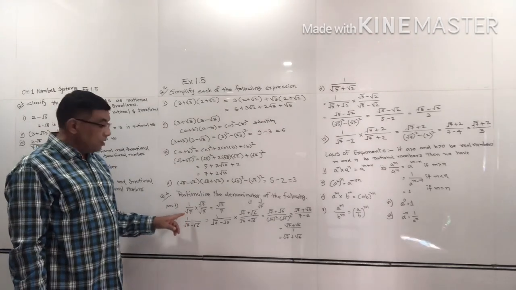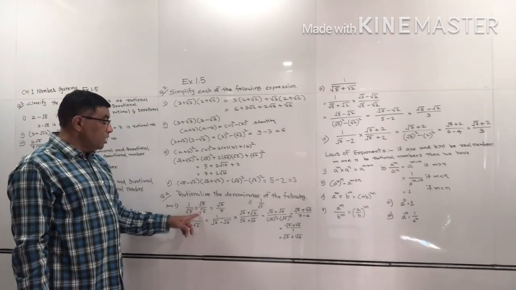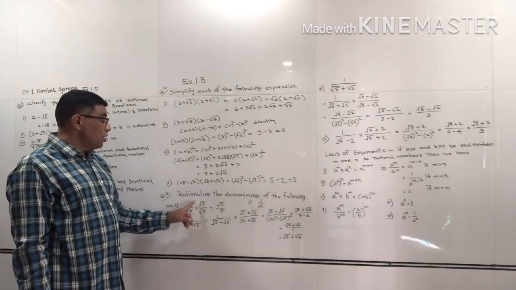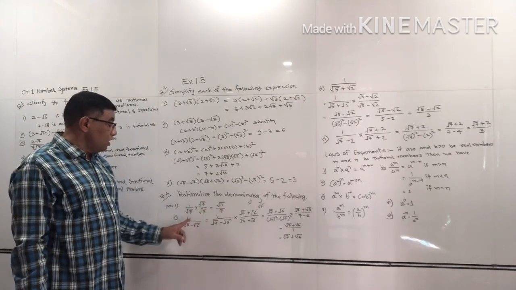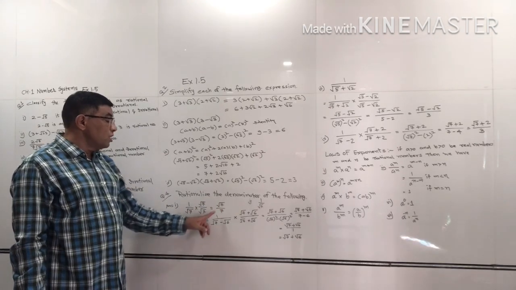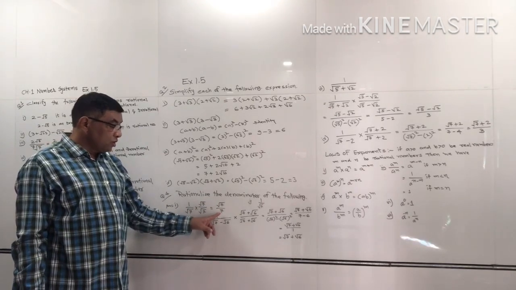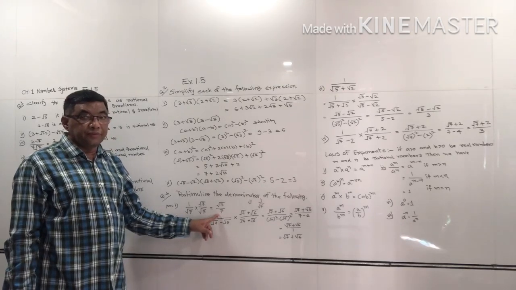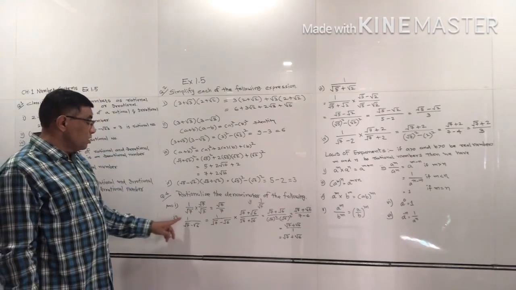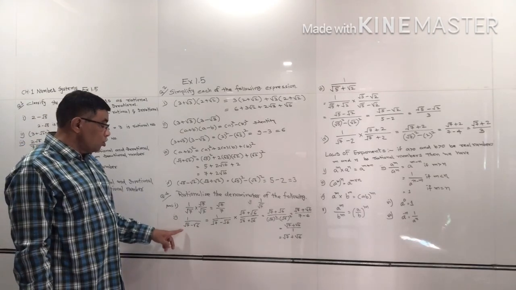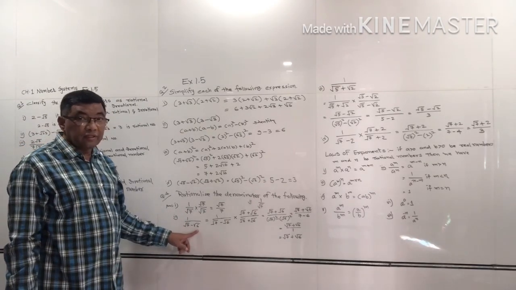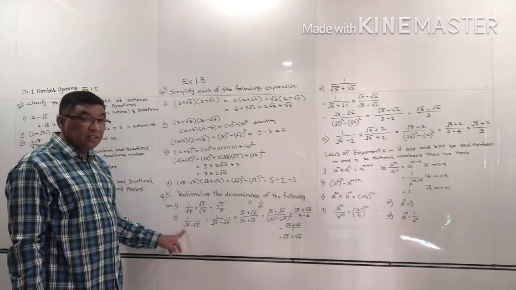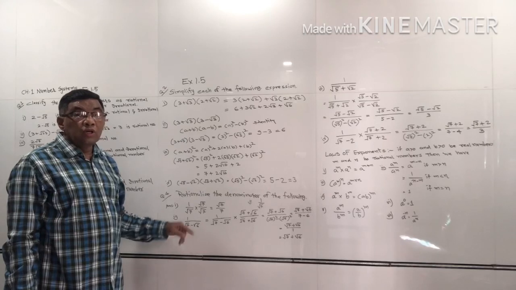So for that we multiply and divide by root 7 upon root 7. Root 7 into 1 is equal to root 7, and root 7 into root 7 is equal to 7. So that's why the denominator is now rationalized. Second question, 1 upon root 7 minus root 6. Here the denominator is root 7 minus root 6, which is irrational.